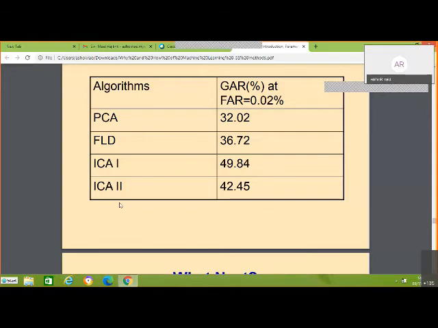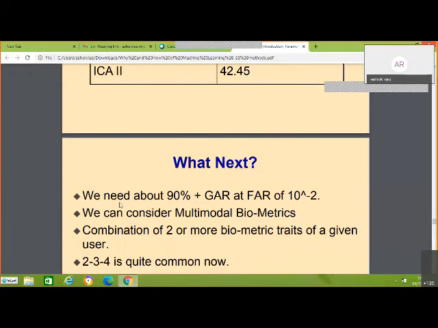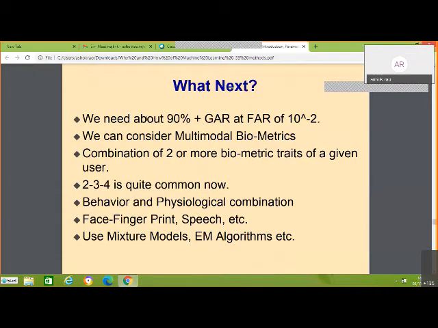Okay. So what to do? We need at least 90% accuracy, genuine acceptance rate. We can consider more than one metric, that is more than one modality. For example, your identity card. You have a face, but when you go there, they will ask you to show your iris. Then they will ask you to give your fingerprint. Finally, they will ask you to sign. Then they will also give you a PIN number to verify your bank account, all this, okay? We can use many more, that is additional data, or we can do something else.